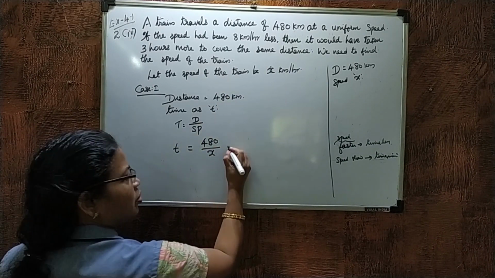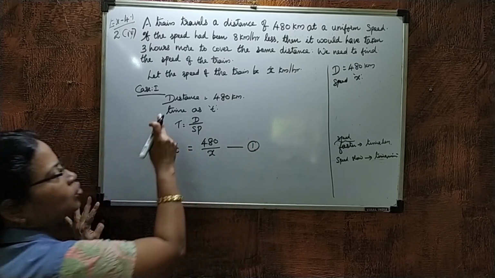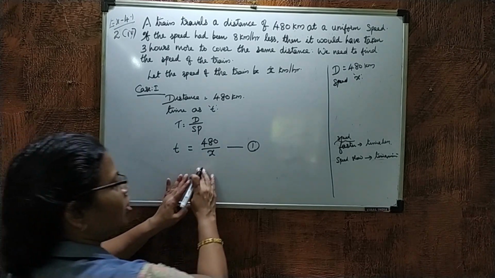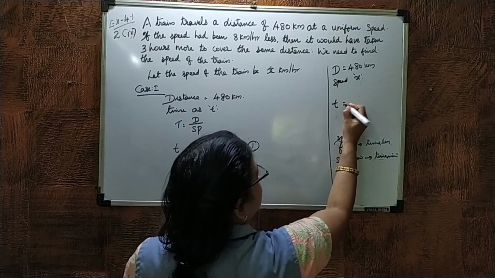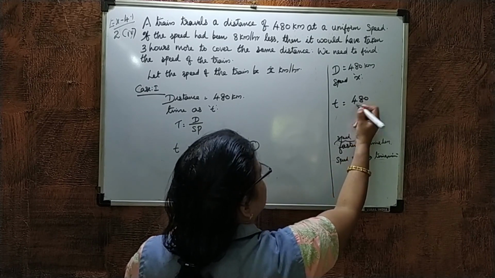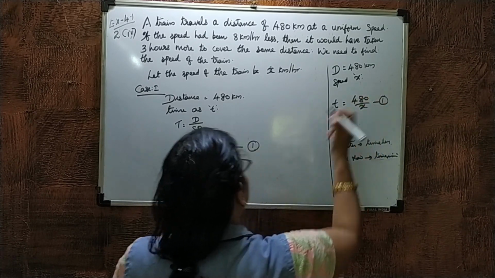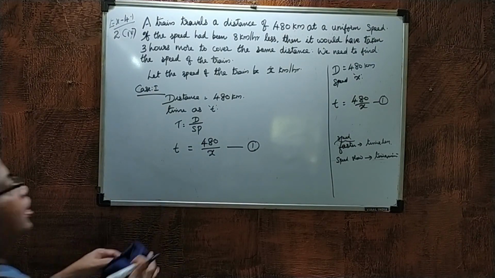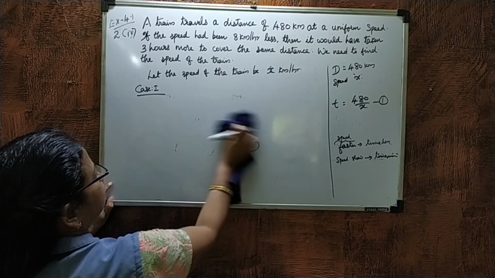Clear? This will be the first equation for case 1. Now we have to find the second case. So here you have to remember that in the first equation we wrote 480 by x. Now the second case, case 2.